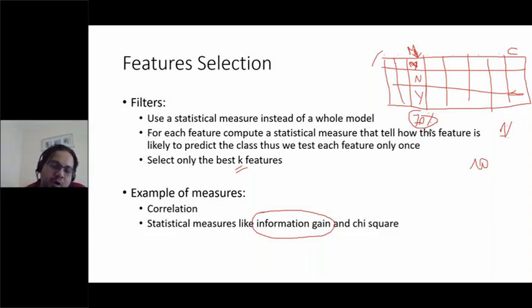So there are two ways, or there are other ways actually, not only these two. We can study the correlation. How correlated is this feature with the class? It means how predictable is this class based on this feature. Or we can use the statistical measures, like in the decision tree, information gain. We have also the chi-square, a famous measure, to measure if we can predict this one based on knowing this one, and it will give us a score.